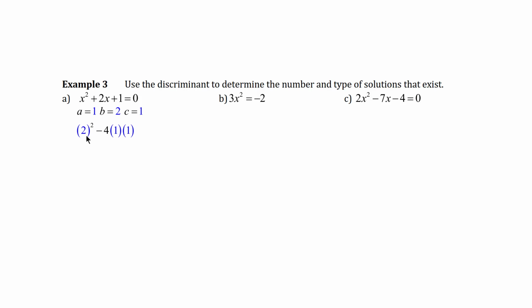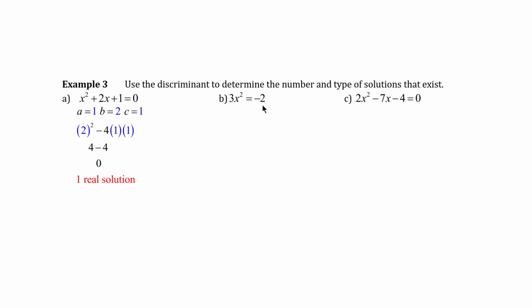Next, we just take these values and substitute them into the discriminant. We get 2 squared minus 4 times 1 times 1. This simplifies to 4 minus 4, which is 0. Because the value of the discriminant is 0, this means we only have 1 real solution.